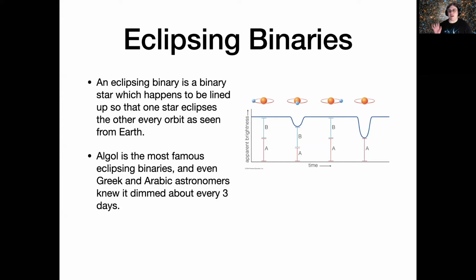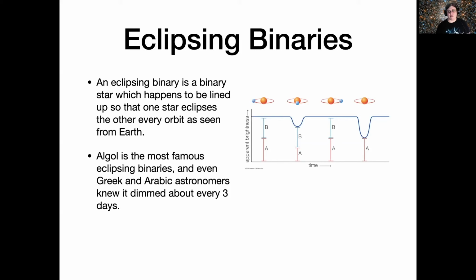In fact, the most famous one is called Algol. It is a star in the constellation Perseus. If you know the story of Perseus, he was a Greek hero, and one of his major deeds was killing Medusa the Gorgon. She was transformed into a monster, and her gaze petrified things. When the Greeks imagined Perseus the constellation, they put Medusa's severed head as the star Algol because they noticed occasionally it would suddenly get fainter.